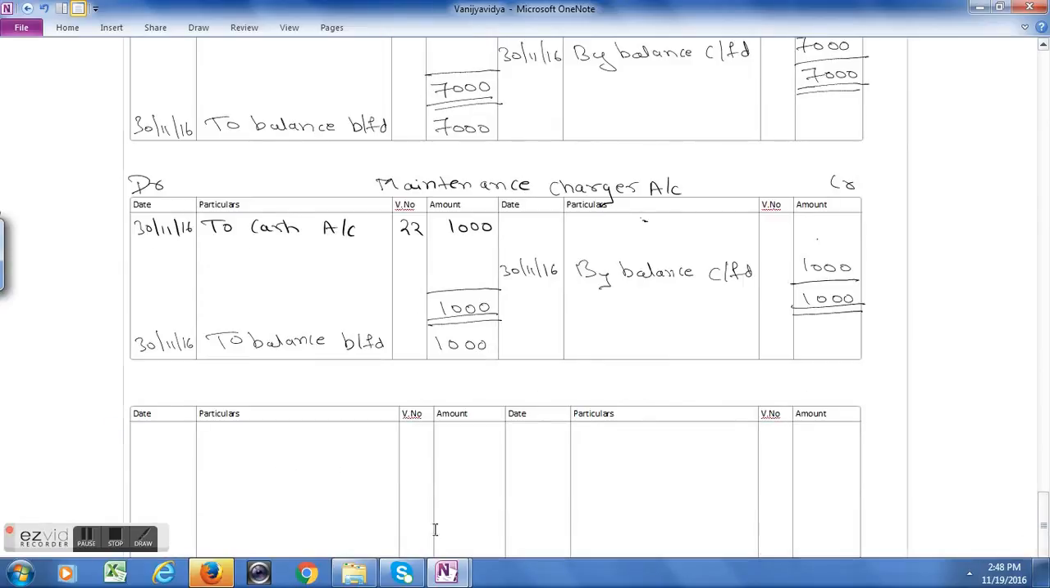Okay, that's it. Those are all the ledger accounts. So this is the way we have derived balance carried forward and brought forward for each and every ledger account. In the next session, using these ledger accounts, we'll be preparing a trial balance.